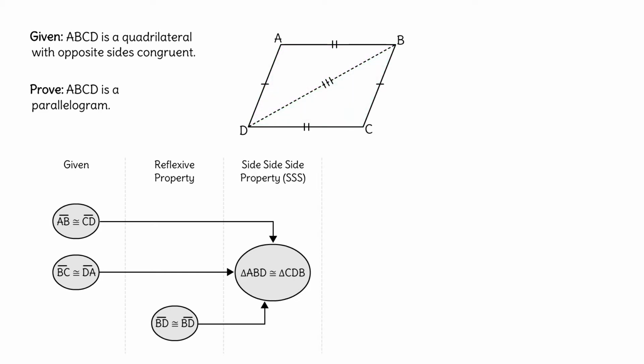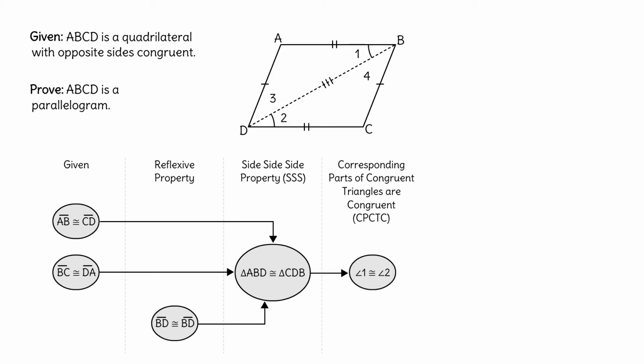But that doesn't make the lines parallel. We'll need to label some angles. And if we can prove some angles are congruent, we'll be able to prove parallel lines. 1 and 2 are alternate interior angles. 3 and 4 are also alternate interior angles. Angle 1 is congruent to angle 2 because corresponding parts of congruent triangles are congruent. The same is true for 3 and 4.